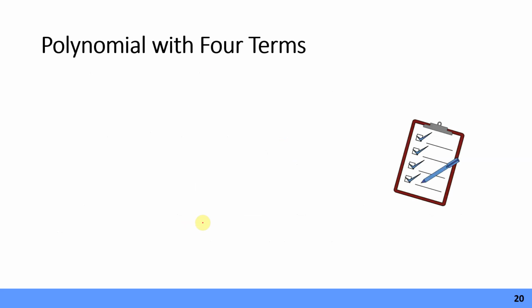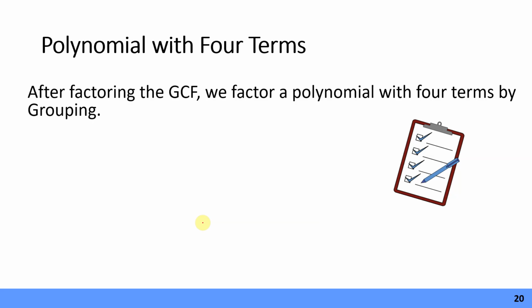Now, I know you're asking, right? What if I have a polynomial that has 4 terms? So up to this point, you guys already know how to factor a polynomial with 2 terms, which is a binomial. You know how to factor polynomials with 3 terms, which are trinomials. Now we're going to factor polynomials with 4 terms. So again, this always applies after you factor out the greatest common factor. So remember, that's always step number 1. When you want to factor something that has 4 terms, we do this little thing called grouping.